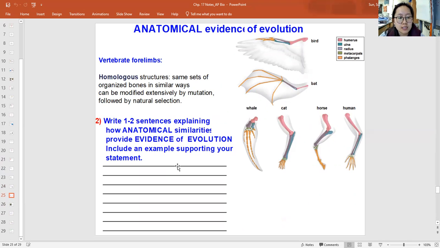So write 1 to 2 sentences explaining how anatomical similarities provide evidence for evolution. You can use the images to help you explain. Pause and go ahead.